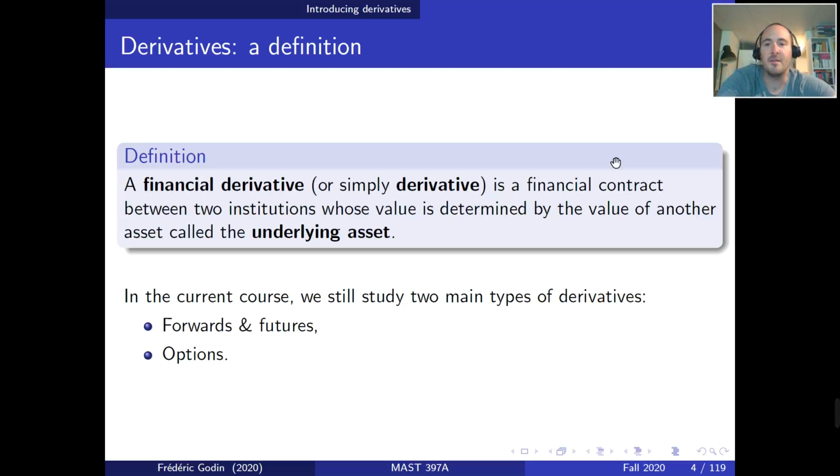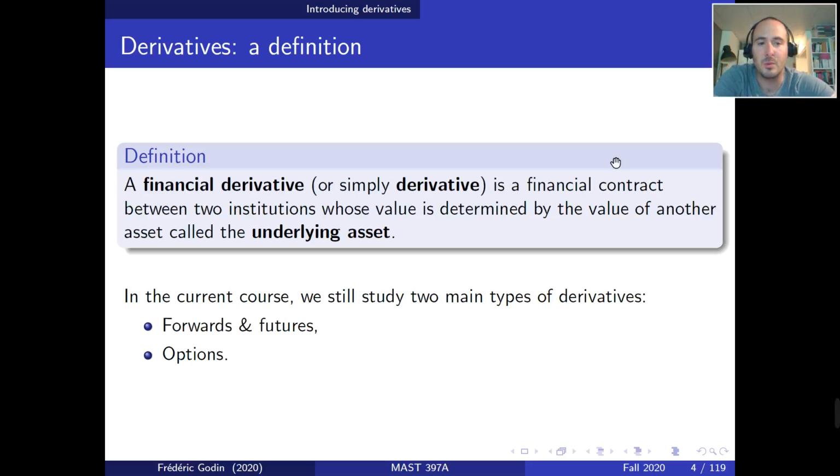So, what is a financial derivative? Its definition is that a financial derivative, or sometimes simply called a derivative, is a financial contract between two institutions whose value is determined by the value of another asset called the underlying asset. We'll give more specific examples. Right now, that might be a bit abstract, but we'll give specific examples very shortly.